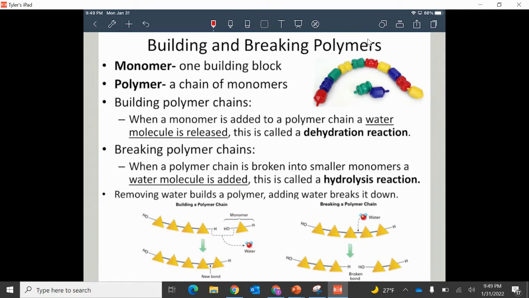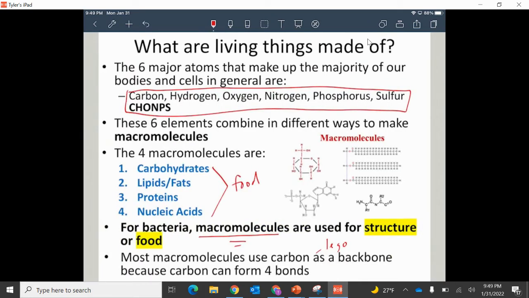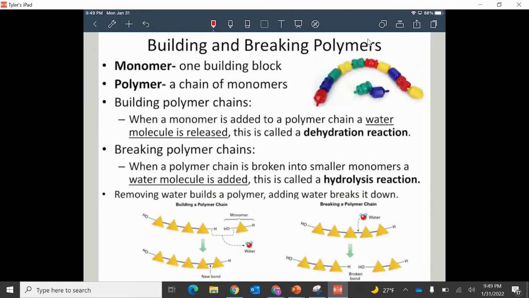Before I get too carried away, I want to make sure I talk about building and breaking polymers here, okay? We consider these macromolecules polymers, okay? A carbohydrate, a fat, a protein, those are polymers. They're made of these big, huge, complex molecules, okay? Well, these polymers, you've probably heard this word in plastics or chemistry, are made of things called monomers, okay? A monomer is simply one building block, and a polymer is a chain of those building blocks, okay?